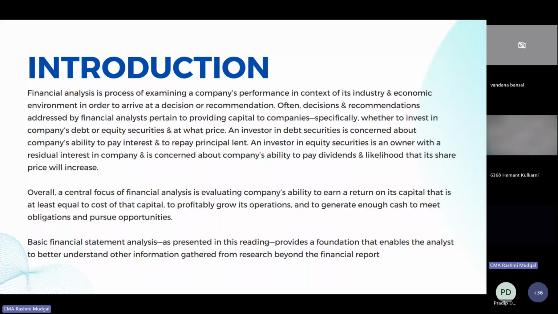So beyond the financial reports, what can I see? They do have debtors. Okay, how much time do debtors take to pay their debt? These things can also be taken care of with financial analysis.